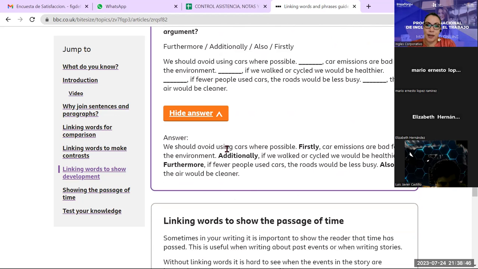You should avoid using cars where possible. Firstly, car emissions are bad for the environment. Additionally, if we walked or cycled, we would be healthier. Furthermore, if fewer people use cars, the roads would be less busy. Also, the air would be cleaner. You did an excellent job, Mario.